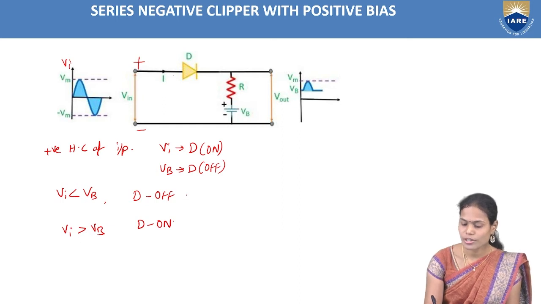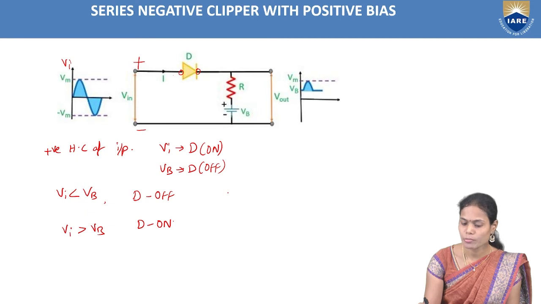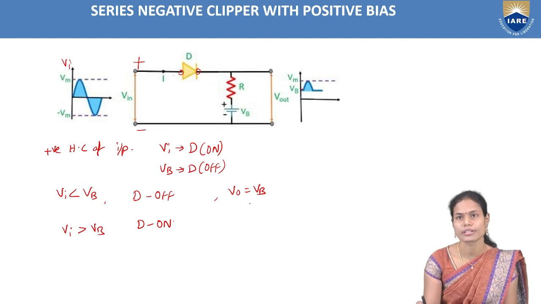So once the diode is off, it is open. So how much output voltage will we get? The total applied voltage is dropping across this diode, so there is no voltage flowing through the RL, but the VB voltage is there, and that we will get across the output. So we get VB when VI is less than VB.